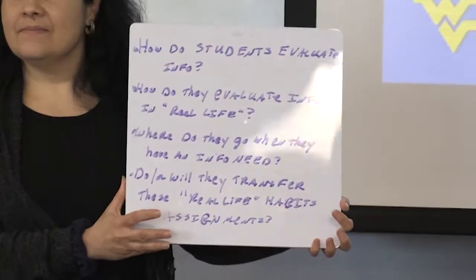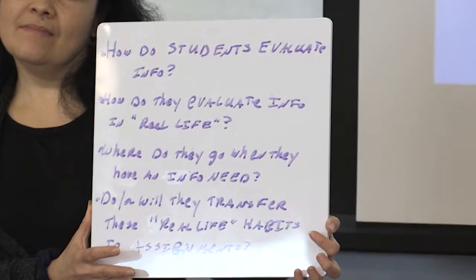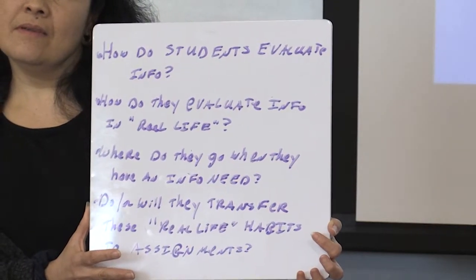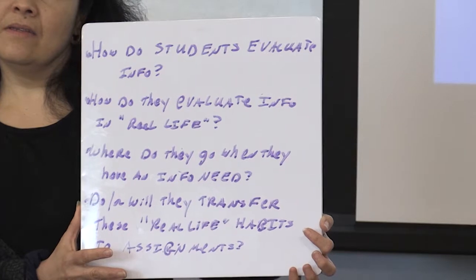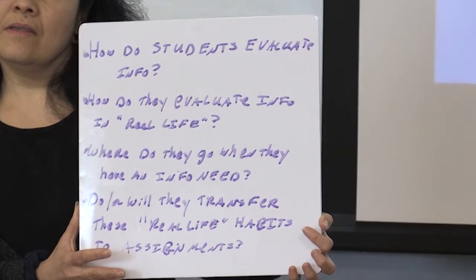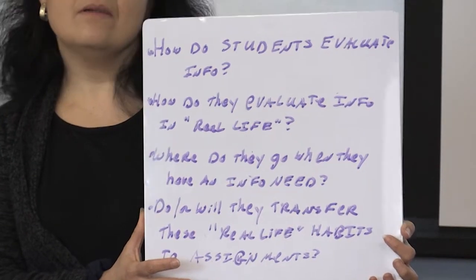How do students evaluate information? How do they evaluate information in quote unquote real life, like outside the classroom? Where do they go when they have an information need in quote unquote real life? And do or will they transfer these real life habits of evaluation to assignments in the classroom?